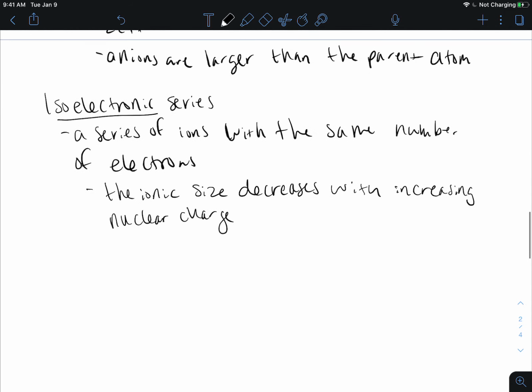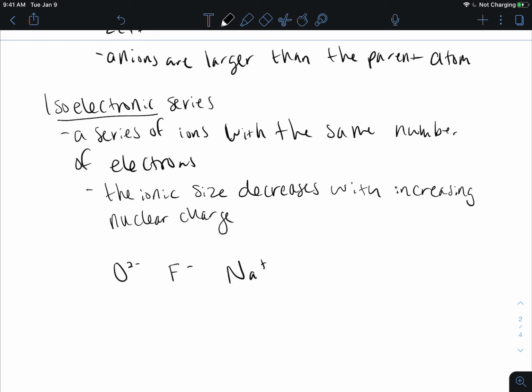So for instance, we could take the following isoelectronic series: O2 minus, F minus, Na plus, Mg2 plus, and Al3 plus. These all have the same number of electrons, which is 10. But they have different numbers of protons, so we're increasing our number of protons as we go. Same number of electrons, increasing protons.